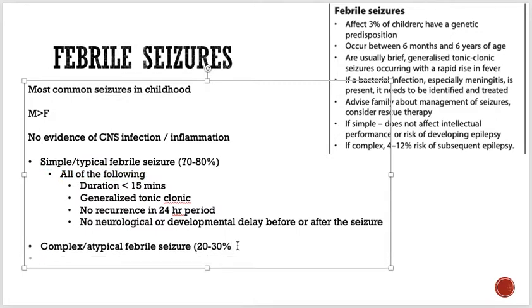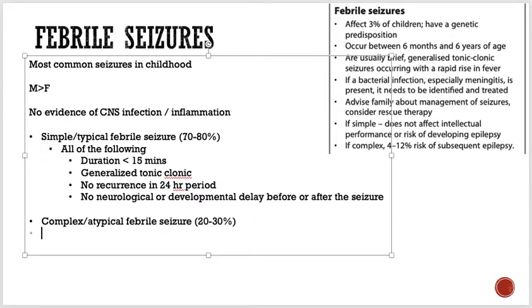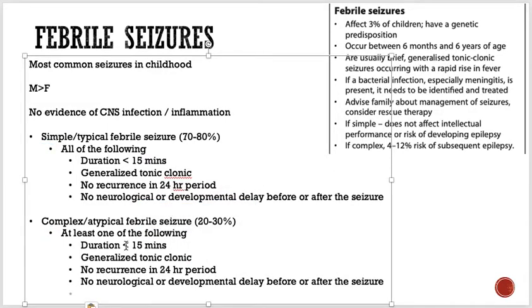Whereas the features for the atypical one are not so difficult, rather very easy. We say that the seizures are atypical when at least one of the following is there. So I'm going to copy this over from here and paste it over here, and I will change things very little. See, duration in this one is more than 15 minutes. You can say this one is about generalized, so remember, just write down here, focal, okay. No recurrence, so there should be recurrence, okay.